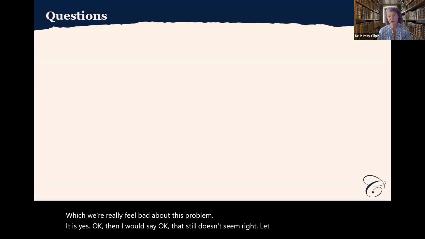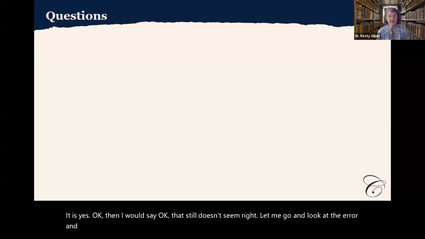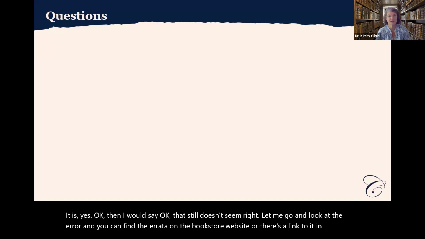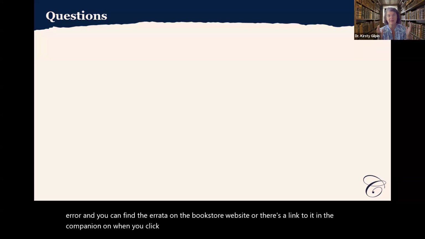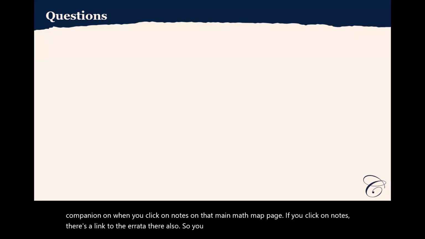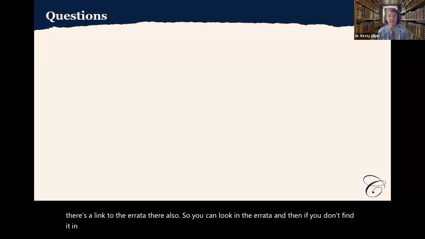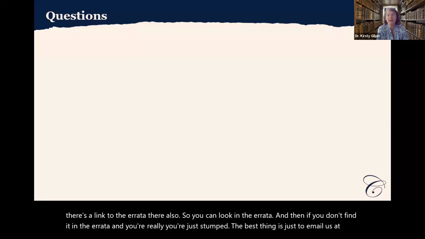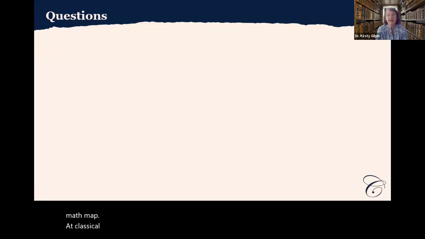Let me go and look at the errata. And you can find the errata on the bookstore website, or there's a link to it in the companion when you click on notes on that main math map page. If you click on notes, there's a link to the errata there also. So you can look in the errata. And then if you don't find it in the errata and you're just stumped, the best thing is just to email us at mathmap@classicalconversations.com.